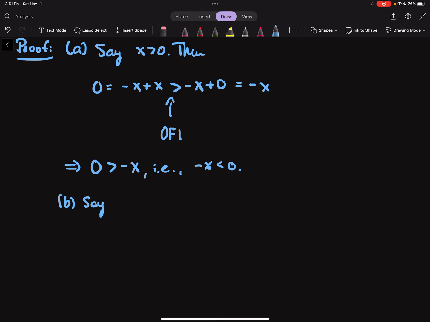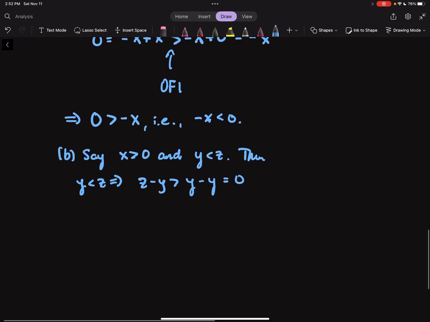Say x is bigger than 0 and y is less than z. Okay, and we want to show that xy is less than xz. So y is less than z implies that, what does it imply? Well, it implies that z minus y is bigger than y minus y, which is just 0, of course. So now we have z minus y is bigger than 0, and x is bigger than 0.